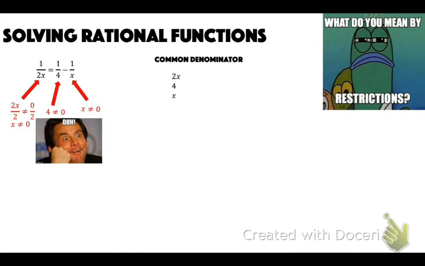Now we have to find a common denominator. So I'm going to look at our denominators. We have 2x, we have 4, and we have x. Well, 2x is the same as 2 times x. 4 is the same as 2 times 2, and x is the same as just x. So to find a common denominator, I'm going to take the 2, I'm going to take an x, and I'm going to take another 2. The common denominator here is 4x.